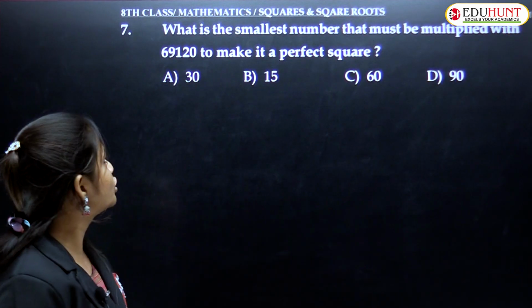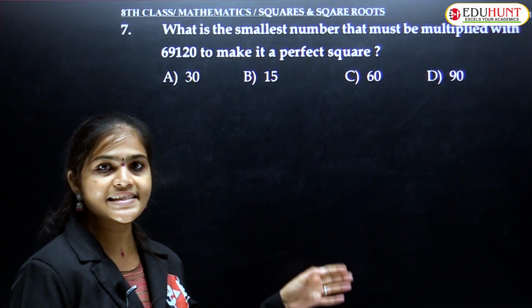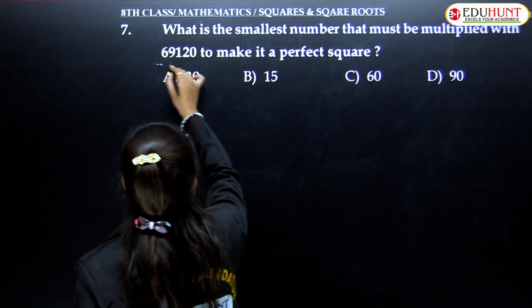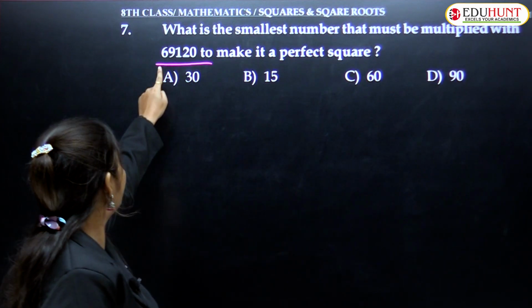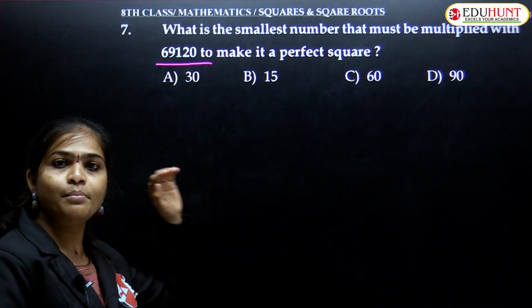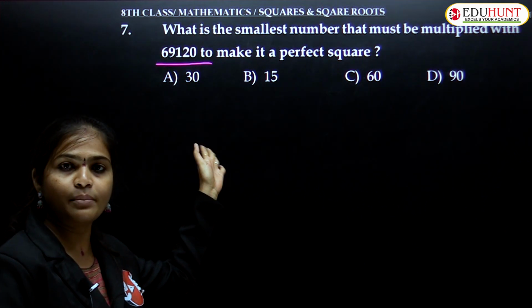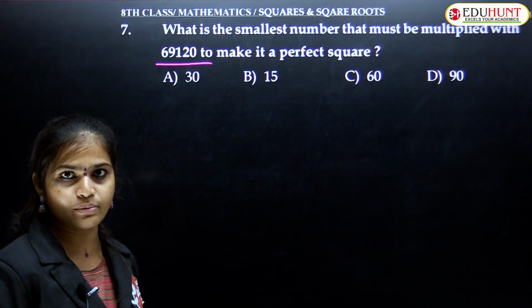See here, the 7th question. What is the smallest number that should be multiplied with 69,120 to make it a perfect square? Children, by seeing it we can't say that. By which number we have to multiply this number to make it a perfect square.